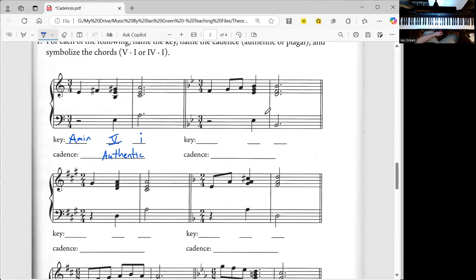Now, in the next example, we're going to be in a different scale. Now we have two flats. So we can be either in B flat major or G minor. But now let's match the chords, especially the bass notes, the lowest notes of the bass clef, to see which scale we're using. We have B flat and E flat. So we know we can't be in G minor because it would have to be a different set of notes. So we know we're going to be in B flat major. So we can write that down.